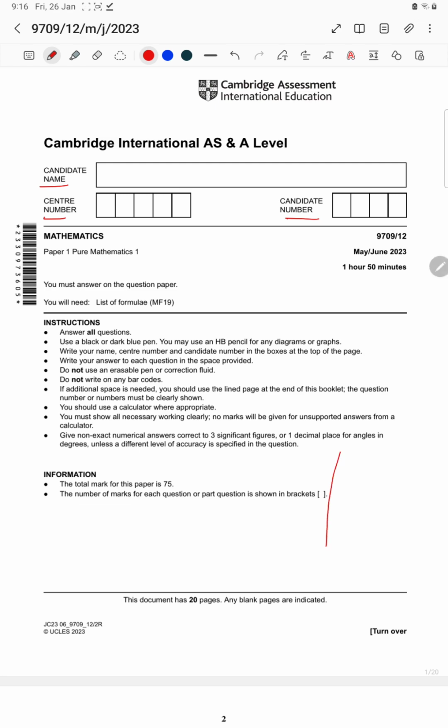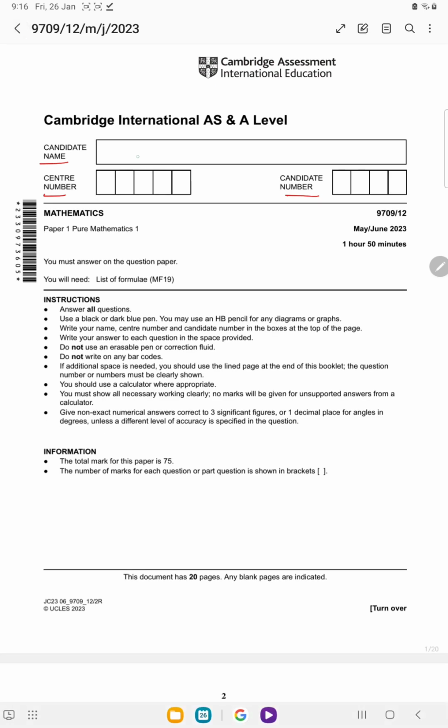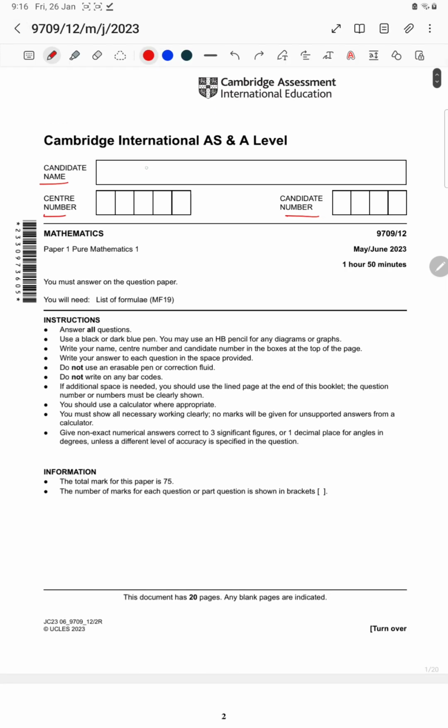Now we are going to solve the paper. Suppose your candidate name is AR, center number is PK786, and candidate number is 7869. Now the first question you have to solve.